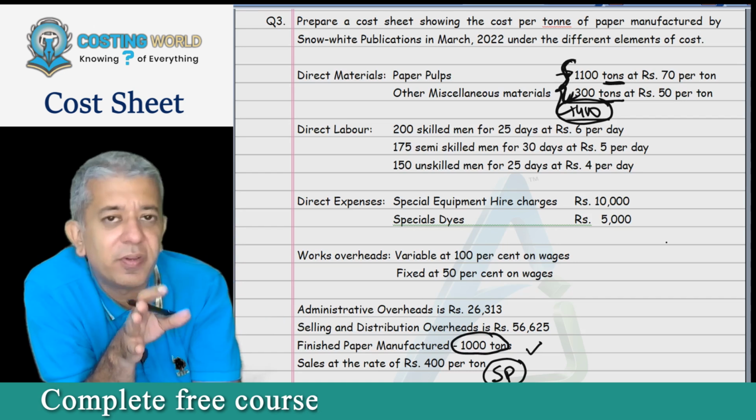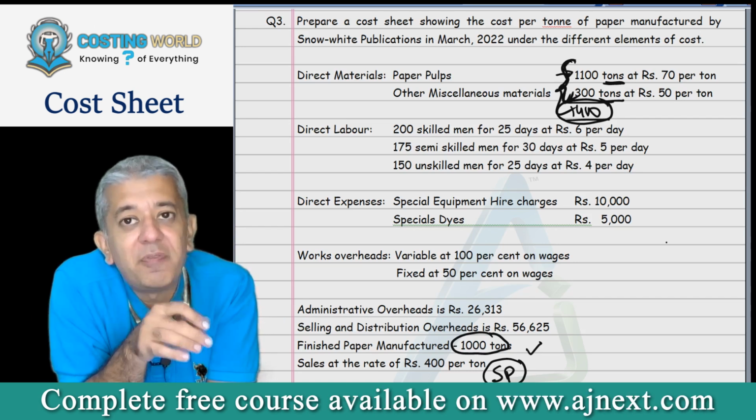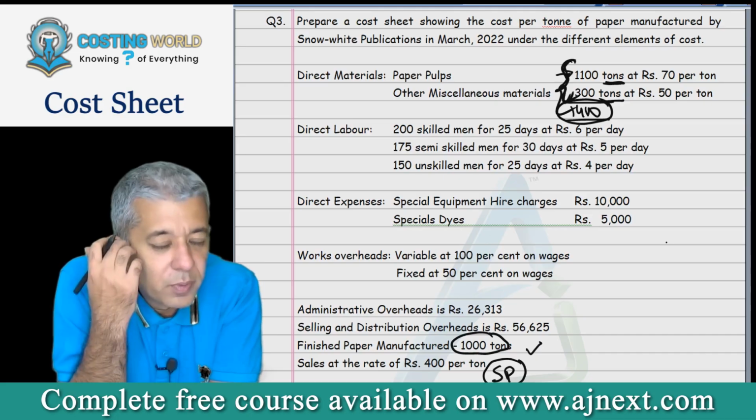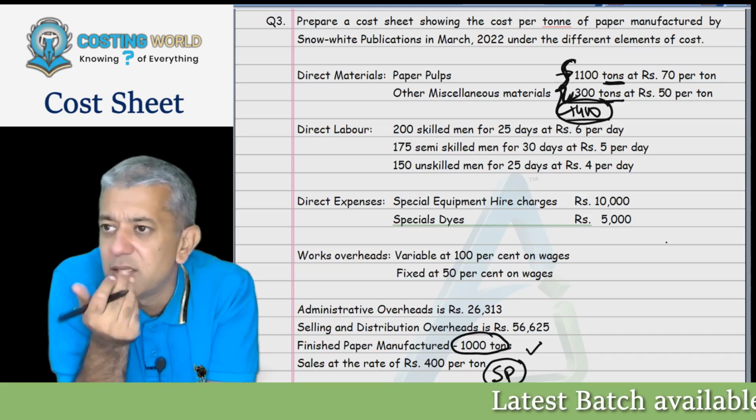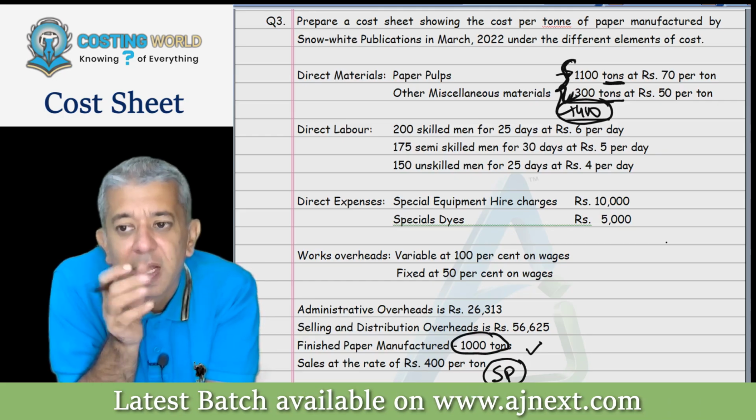Maximum it can affect is if the scrap value was given to you in the problem. Okay, means 400 tons I disposed of. You might be getting some scrap value for it, no? Example.